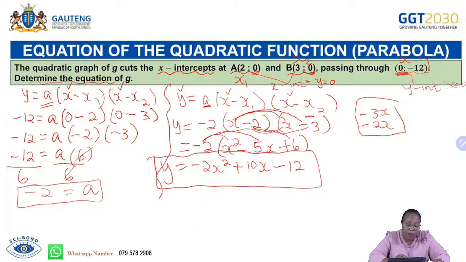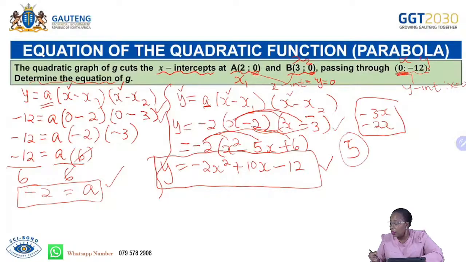Allocation of marks: the substitution of the intercept; secondly, the substitution of the point; for simplifying and getting the value of a, that is the third mark; substitution into the original, that is the fourth mark; for simplifying into that equation, that is the fifth mark. Then this is worth 5 marks.